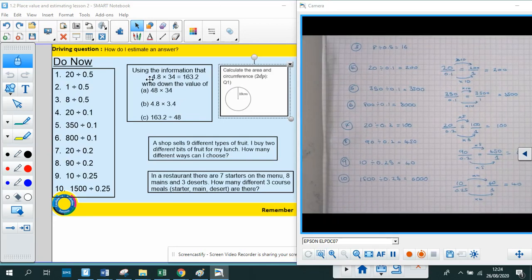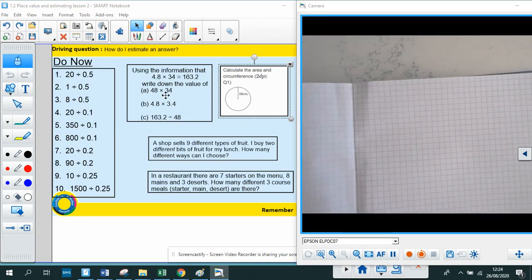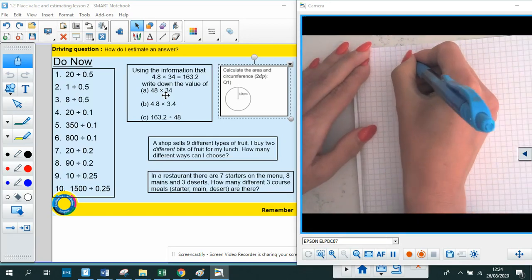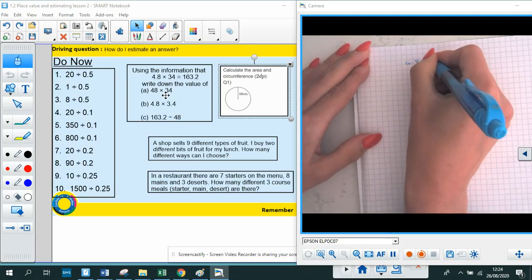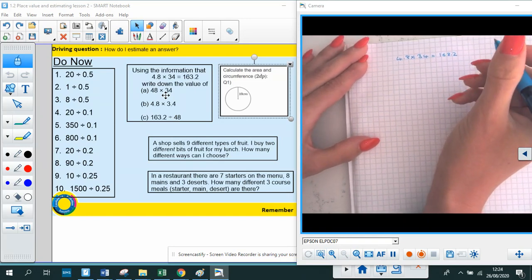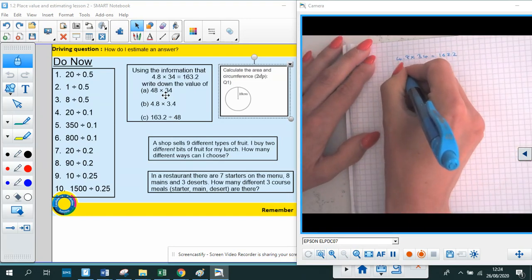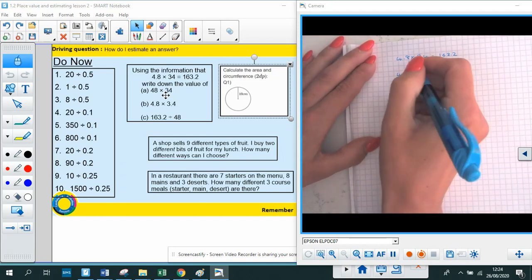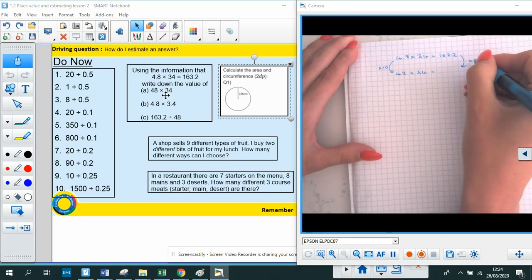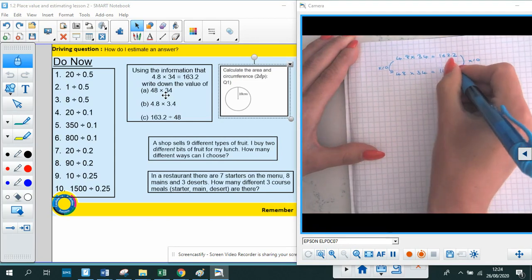Next question I'm going to look at is a recap of last lesson. So this question here, I'm going to use the information that 4.8 multiplied by 34 is 163.2. So what's 48 multiplied by 34? Well, this is 10 times larger. The answer will be 10 times larger.